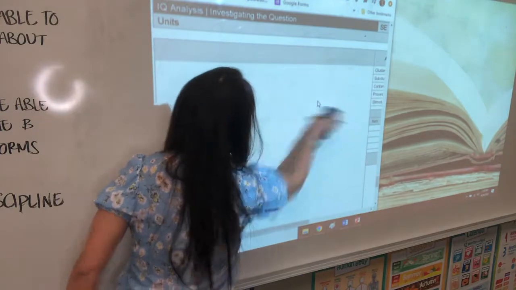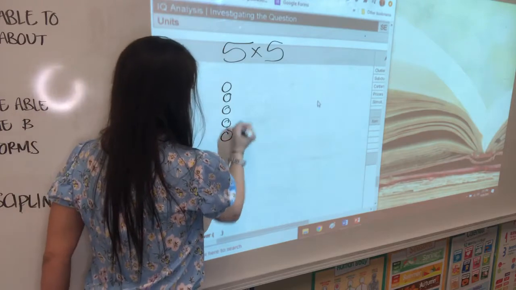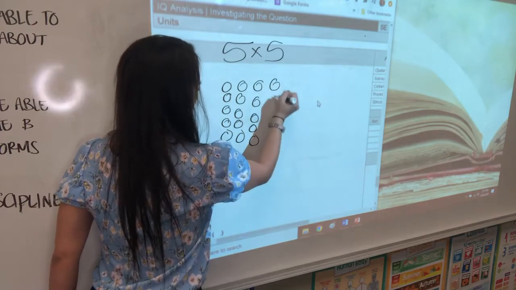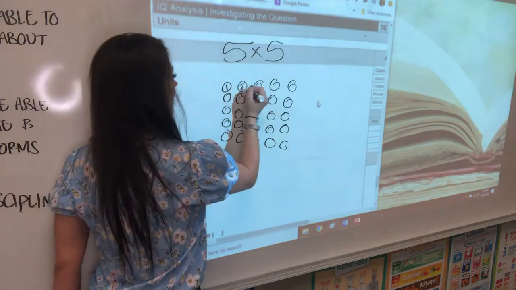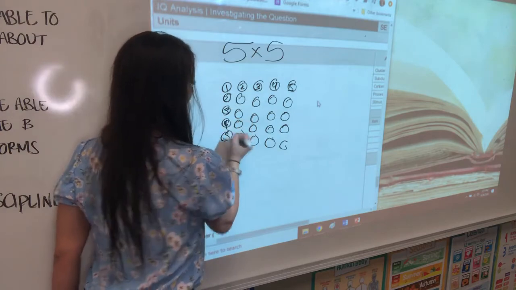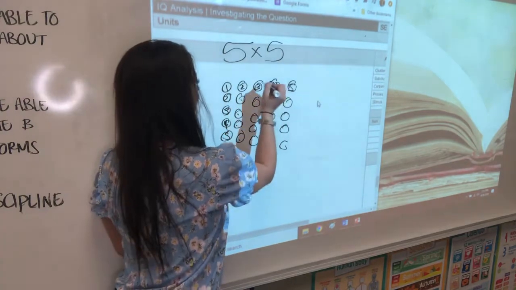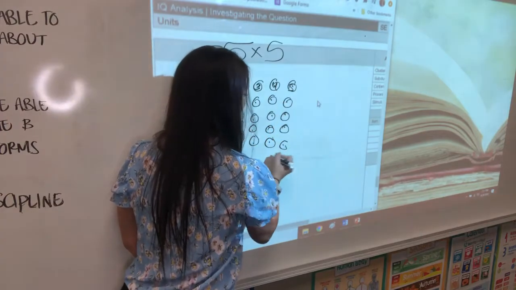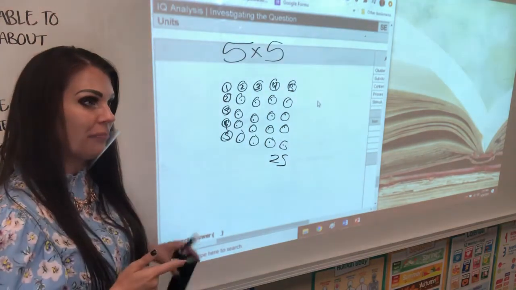Yeah. You can draw it every time. So 1, 2, 3, 4, 5, and another row of 5, five rows in all. And down this way, 1, 2, 3, 4, 5. So I have 5 times 5, which is 5, 6, 7, 8, 9, 10, 11, 12, 13, 14, 15, 16, 17, 18, 19, 20, 21, 22, 23, 24, 25.